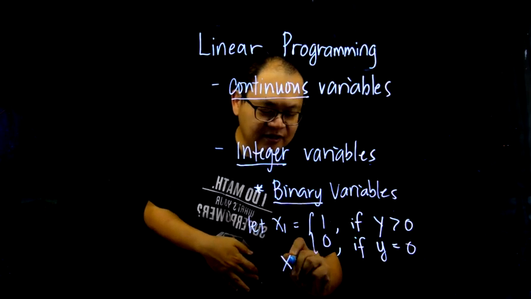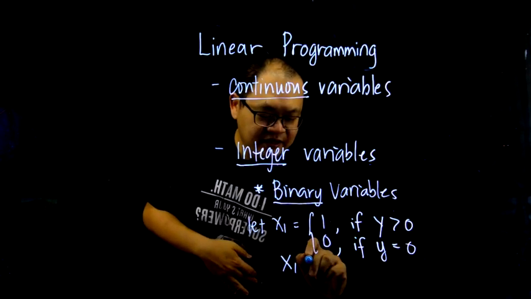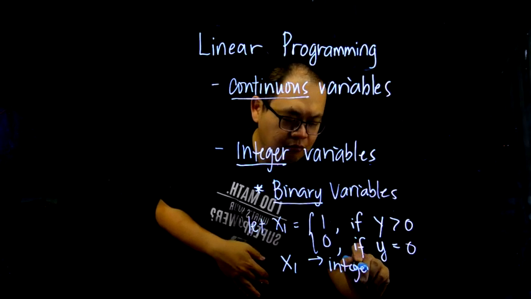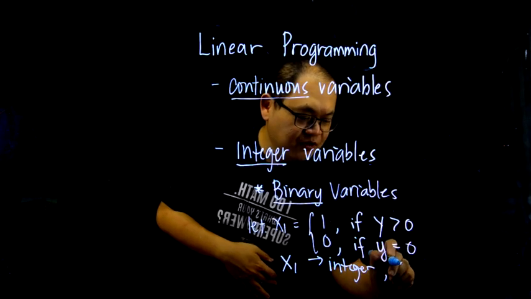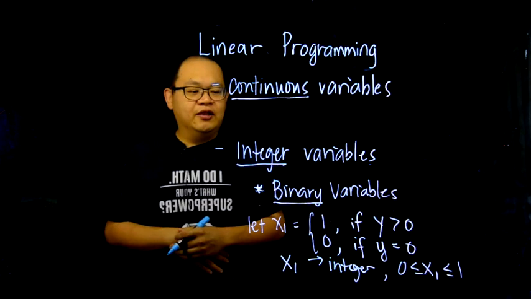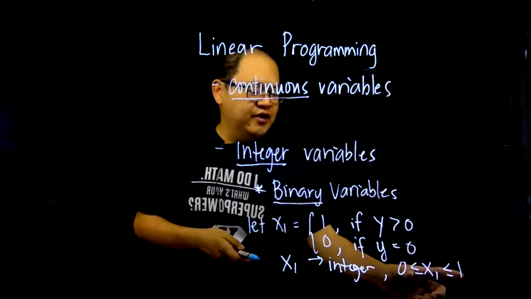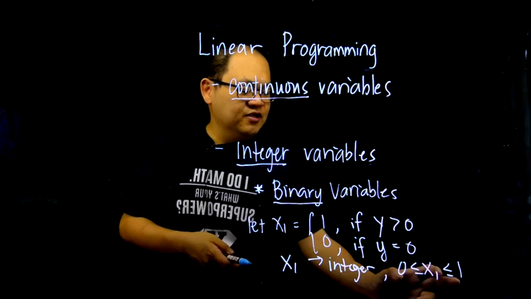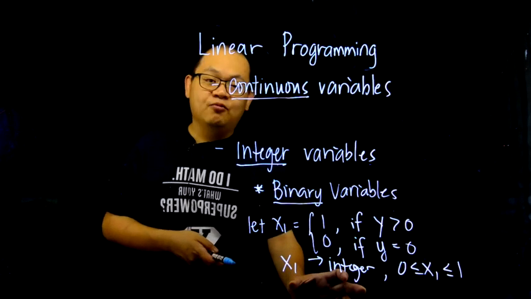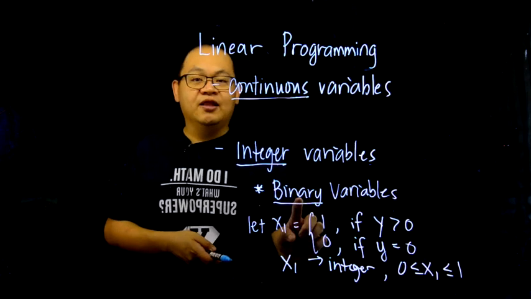Essentially, x1 is an integer, but we also include the fact that x1 is between 0 and 1. So if you have a constraint that says a variable is between 0 and 1, and that same variable is an integer, then what we are actually defining is what we call binary variables. Now, to introduce you to the use of integer variables, let me give you an example.